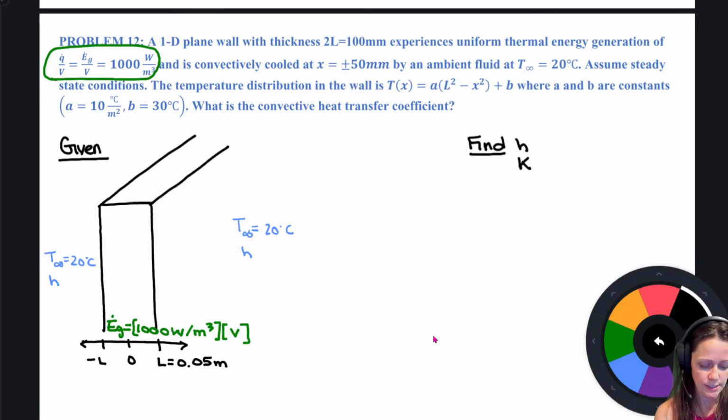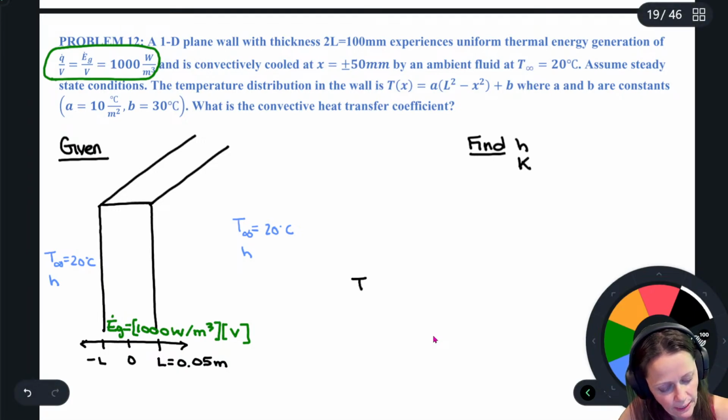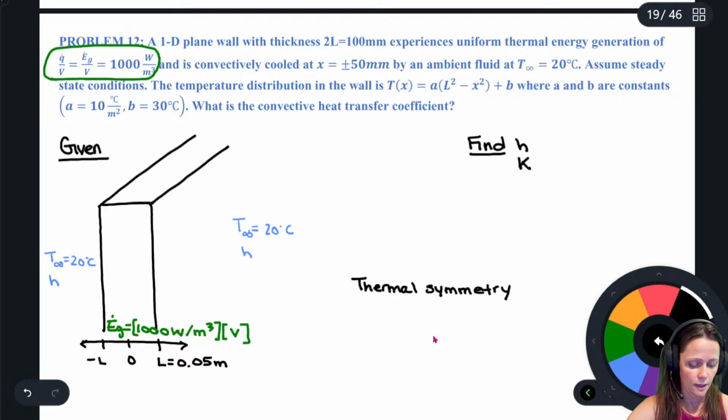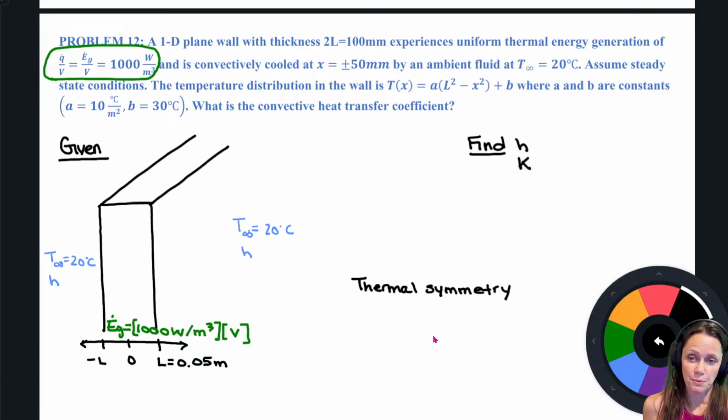So why does it make sense to define our coordinate system like that as opposed to, say, the left-hand side being x equals 0? The reason is we're going to take advantage of what's called thermal symmetry. We look at what's going on with this plane wall. You've got energy generation such that the temperature in the middle is going to be the highest, and it's going to be lowest on the sides because you've got convective cooling going on.